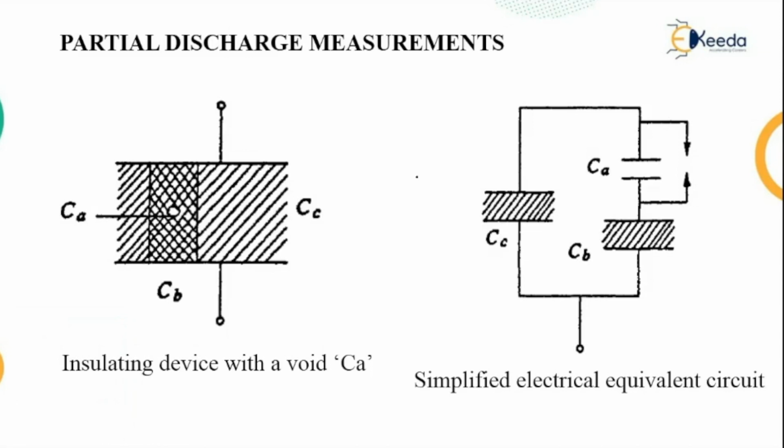Earlier, the testing of insulators and other equipment was based on the insulation resistance measurement. Like we used to measure the insulation resistance, then dissipation factor, that is loss factor, then breakdown test. So generally these kinds of tests are conducted on the insulators and other equipment.